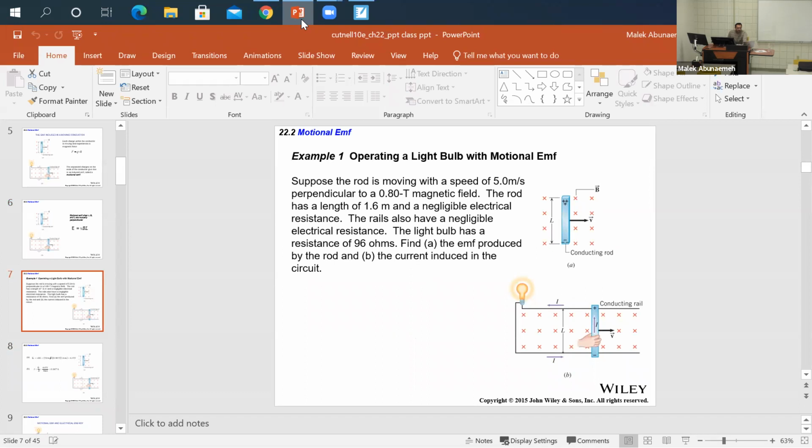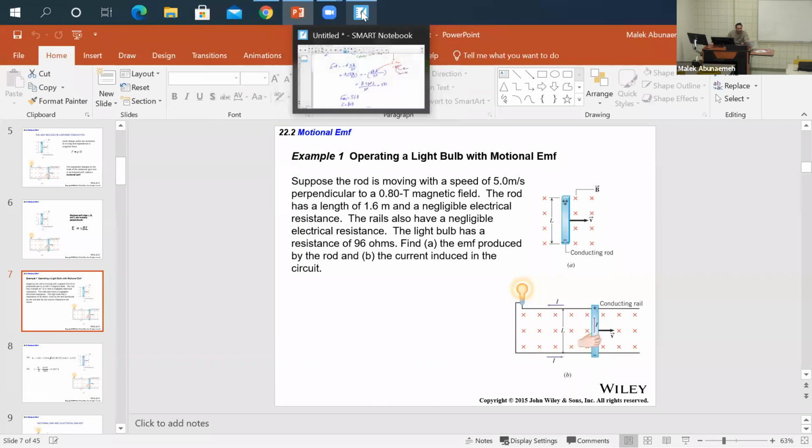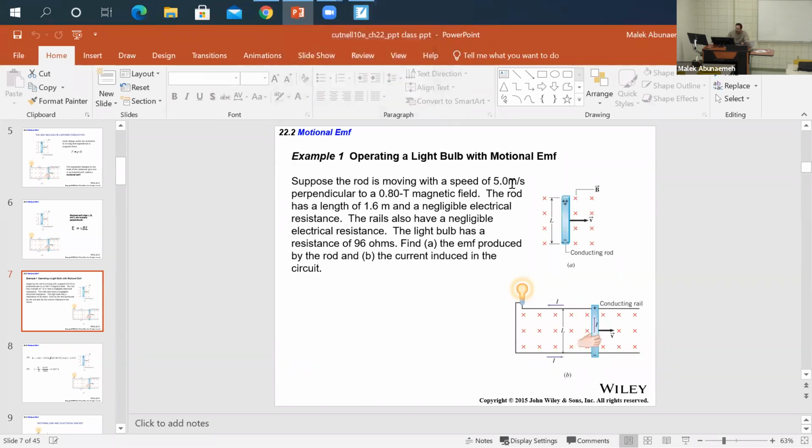Supposedly a rod is moving with a speed of 5 meters per second perpendicular to a 0.8 Tesla magnetic field. The rod has a length of 1.6 meters and negligible electric resistance. The rails also have a negligible electric resistance, and the light bulb has a resistance of 96 ohms. Find the electromagnetic force produced by the rod and the current induced in the circuit.